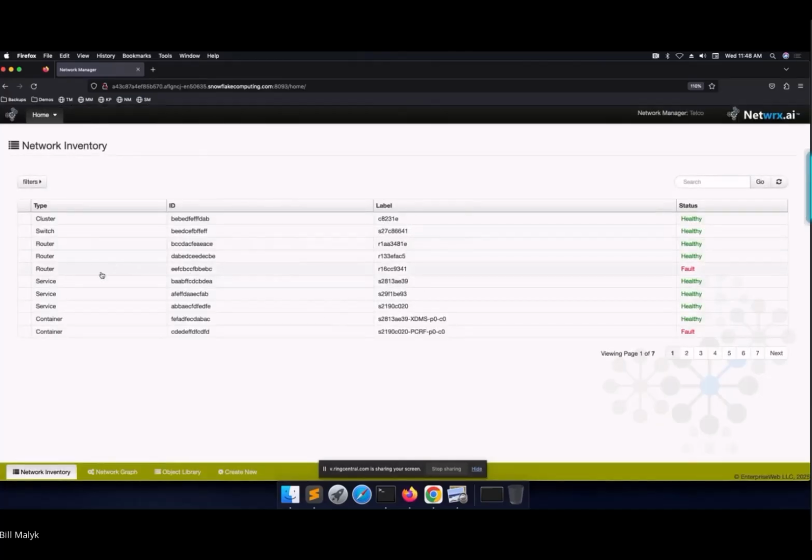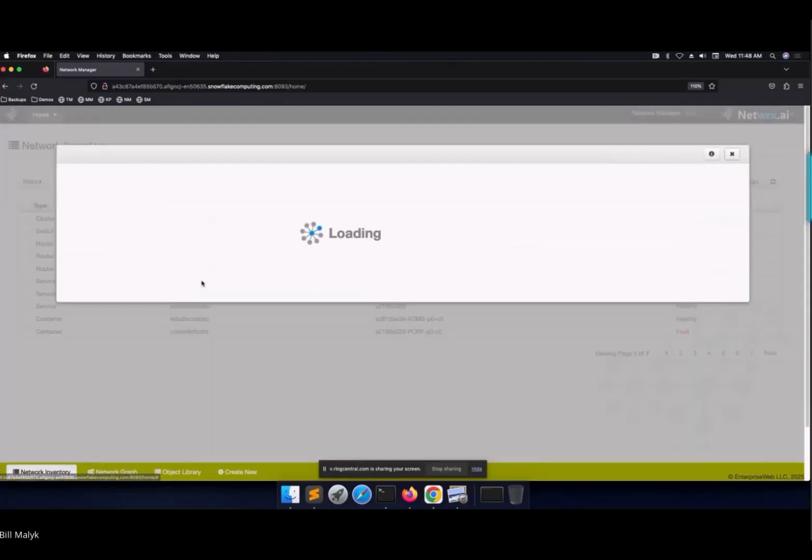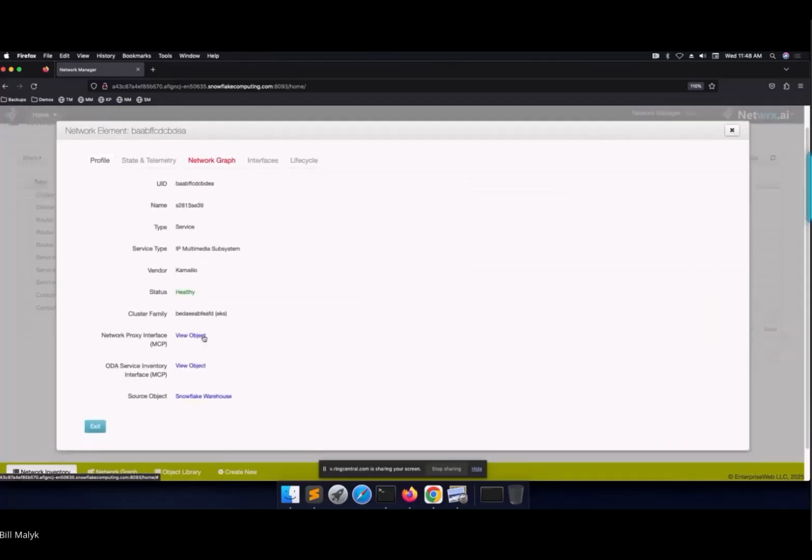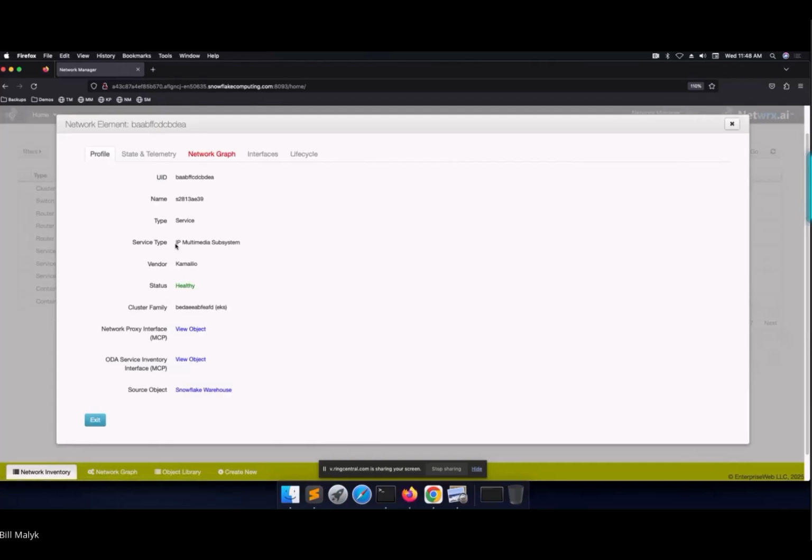It's taken things like those routers and switches and so on, and layered over the top services that weren't there before, right? I can drill into any of them and see a whole bunch of detail. And in the interest of time, I'll go a little quickly here, but it was able to recognize that there was a Camelio IMS over the top, whatever that is.